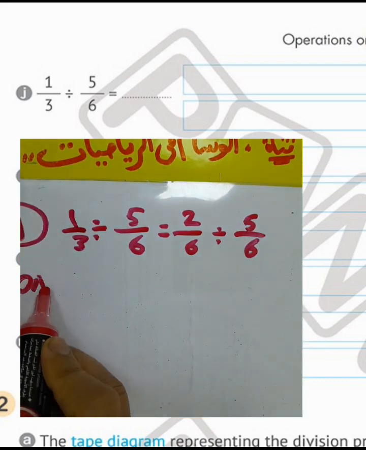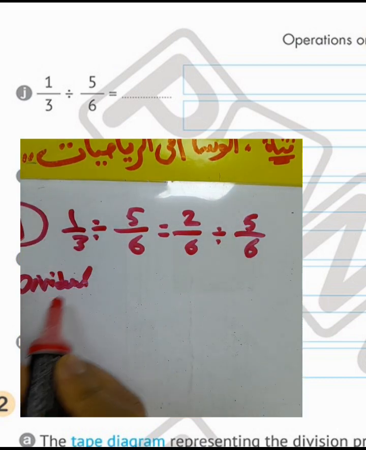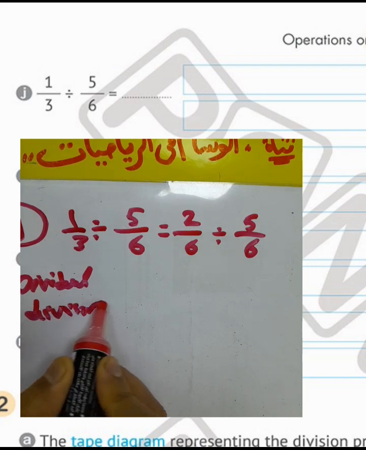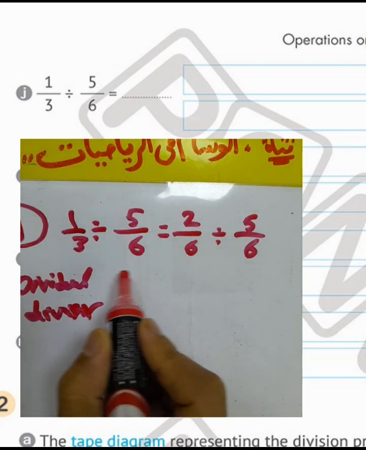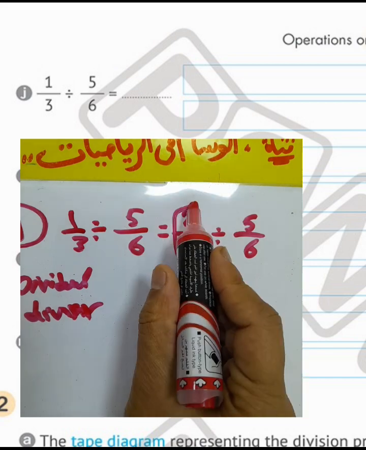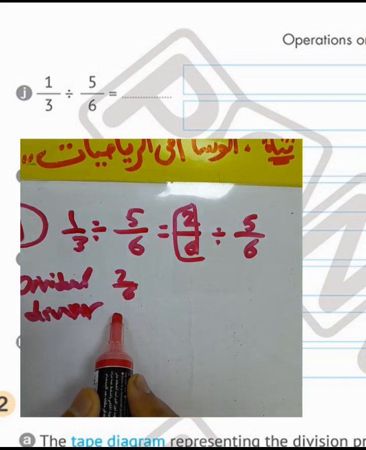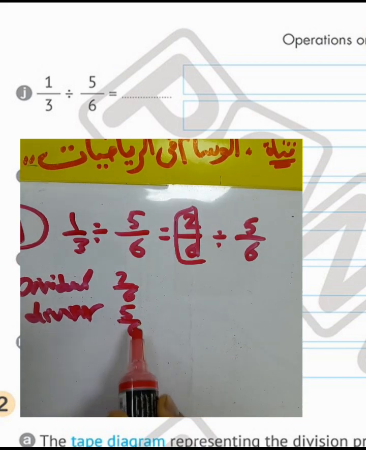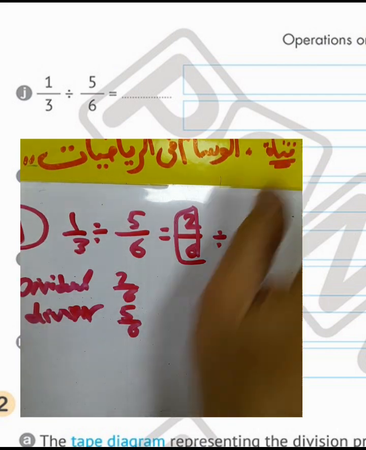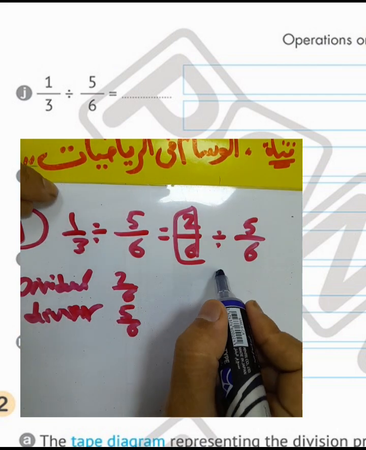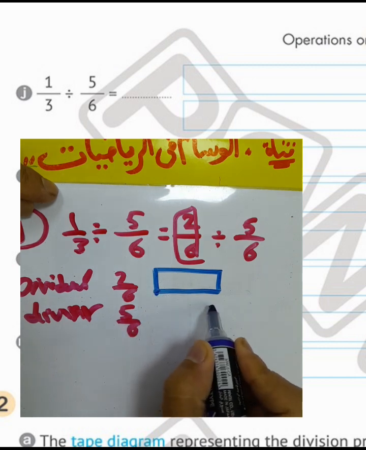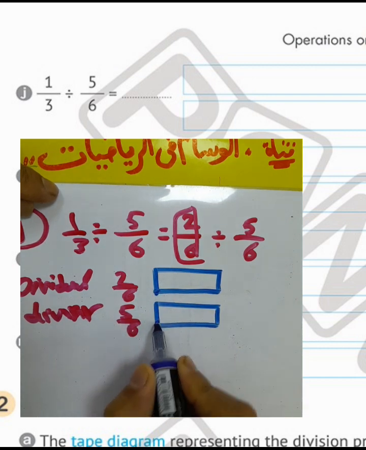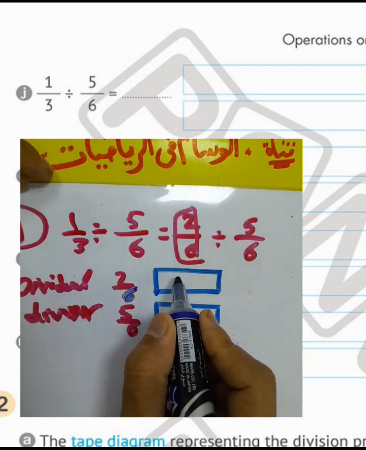First step, we can write here the dividend and here the divisor. The dividend is 2 over 6, and the divisor is 5 over 6. Okay. And then we will draw one model here and exactly the same model down, and then divide each model into 6 parts.